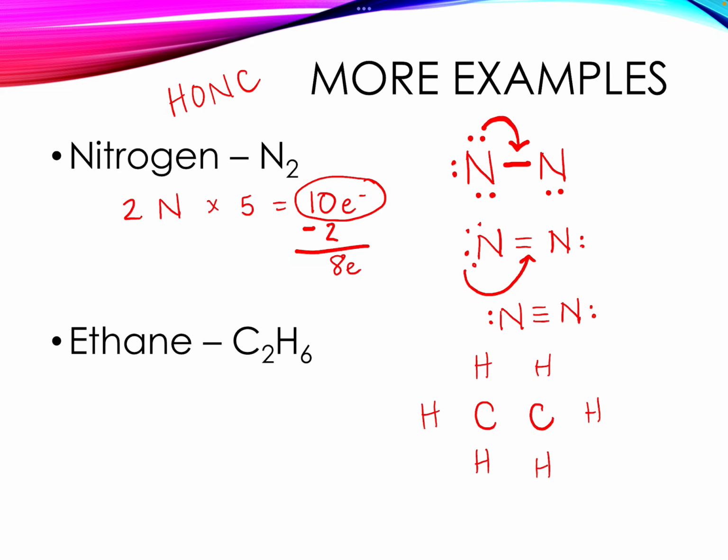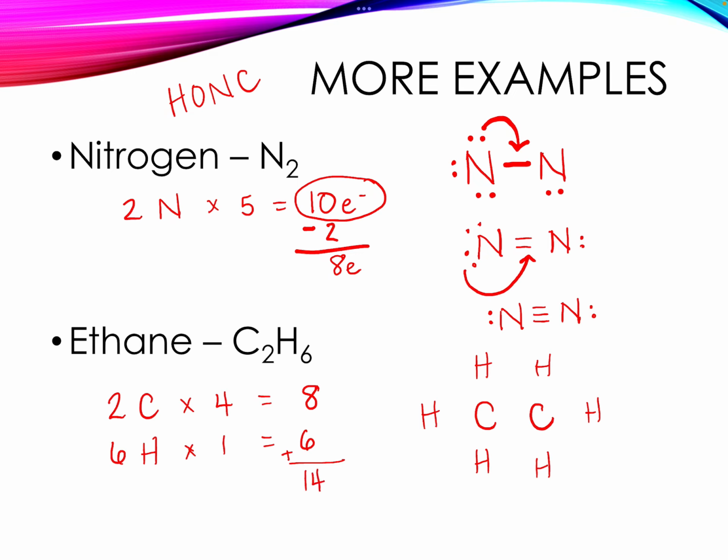Alrighty, now we need to figure out how many valence electrons we can use. We have 2 carbons, and each carbon has 4 valence electrons, so we get 8 electrons coming from the carbons. We have 6 hydrogens. Each one has 1 valence electron, so there are 6 electrons coming from the hydrogens. This gives us a total of 14 electrons we can use in our structure.